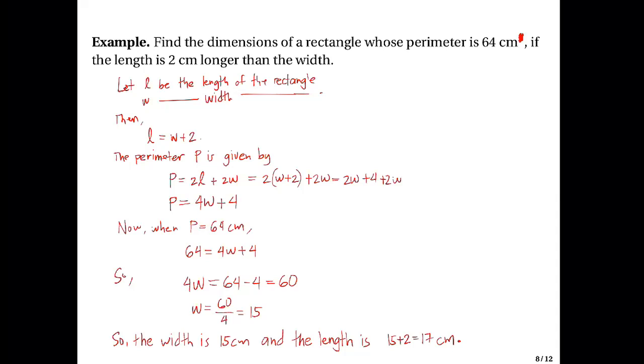Sir, in the first formula, P equals 2L plus 2W, why did we give a 2 to the W? Because that's the formula. You have twice the length plus twice the width. The perimeter. You have a rectangle, right? So L, W. You have two W's. Oh, okay. Perfect, sir. Thanks. You're welcome. So 2L plus 2W.